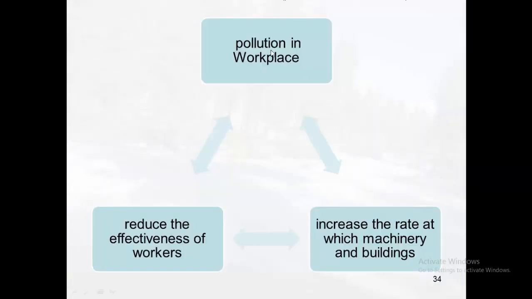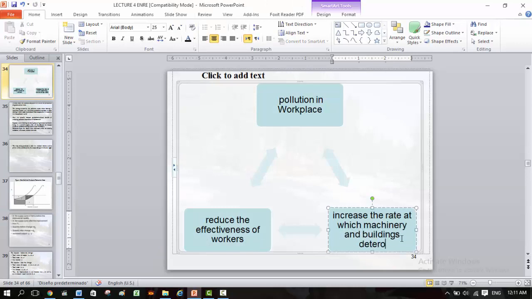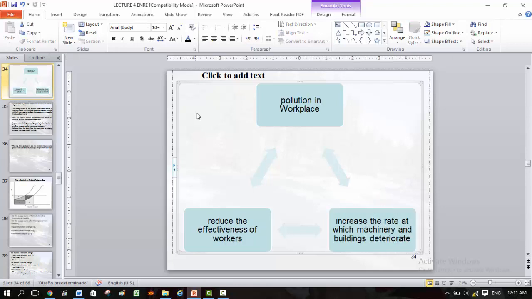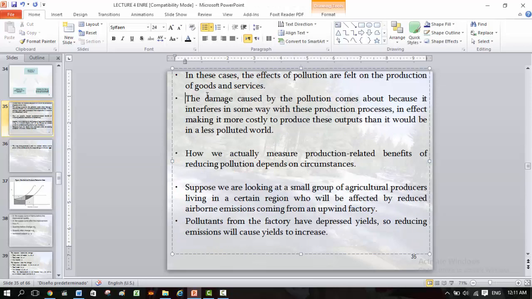We know that pollution in the workplace reduces the effectiveness of workers on one side, and on the other hand, it increases the rate at which machinery and buildings deteriorate. We know that the depreciation cost will increase. In all these cases, the effects of pollution are felt on the production of goods and services.